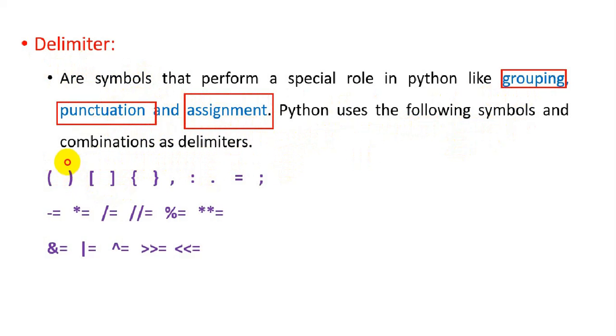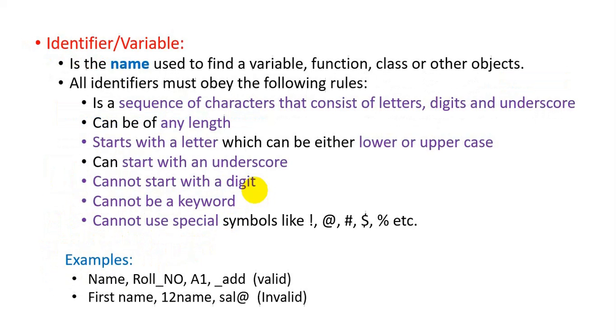These are open and close parenthesis, open and close square bracket, open and close curly bracket, comma, colon, full stop, equal to, semicolon. Then assignment operators: plus equal to, minus equal to, star equal to, slash equal to, double slash equal to, modulo equal to, double star equal to, then bitwise and equal to, or equal to, XOR equal to, right shift equal to, left shift equal to. So these are all known as delimiters.